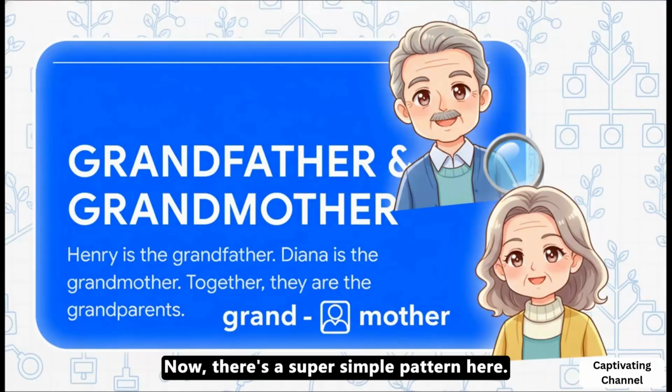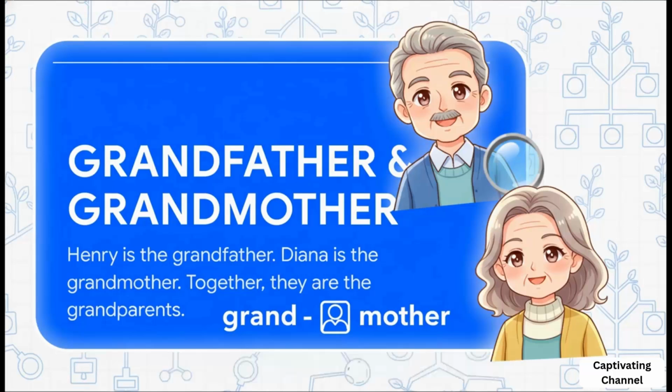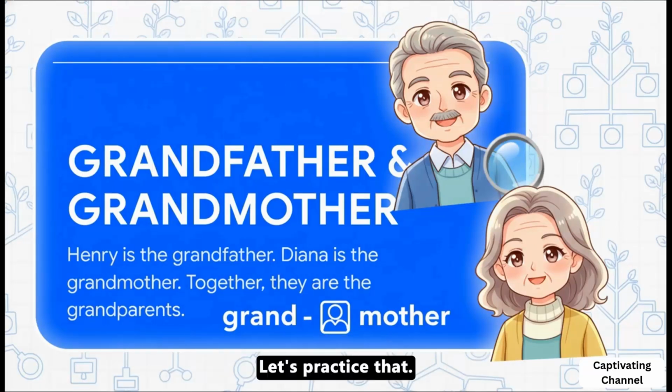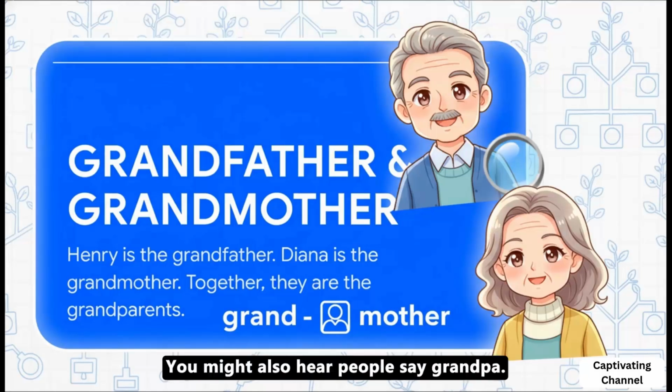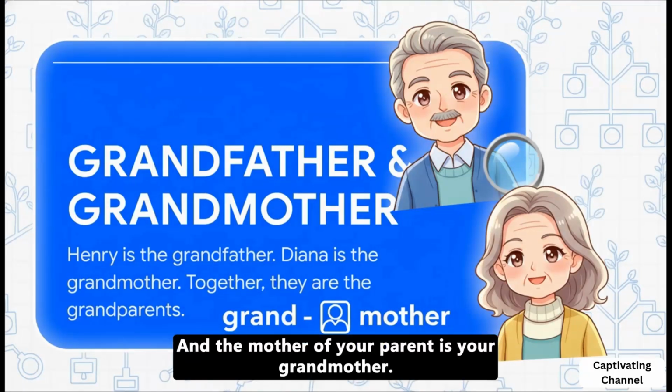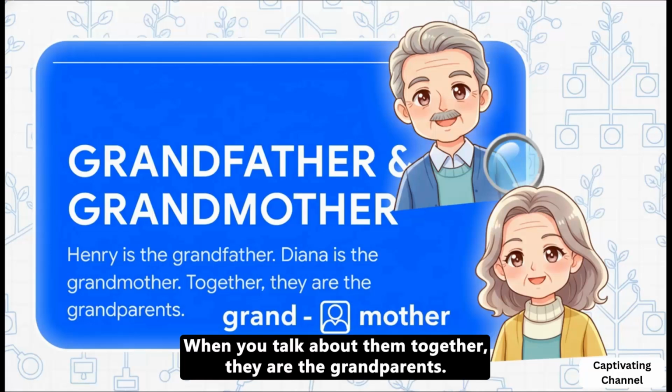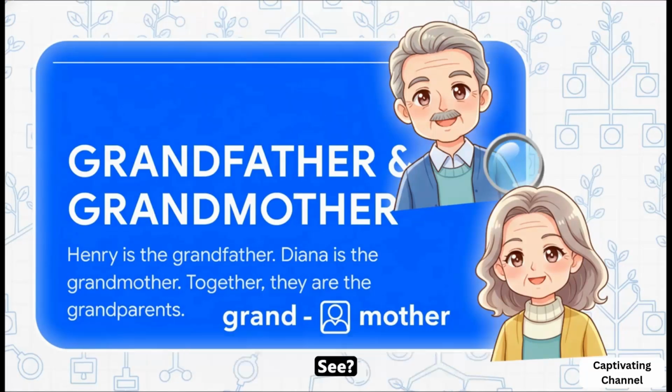Now, there's a super simple pattern here. The father of your parent is your grandfather. Let's practice that. Grandfather. You might also hear people say grandpa. And the mother of your parent is your grandmother. Let's try that one. Grandmother. And the informal version is grandma. When you talk about them together, they are the grandparents. See?